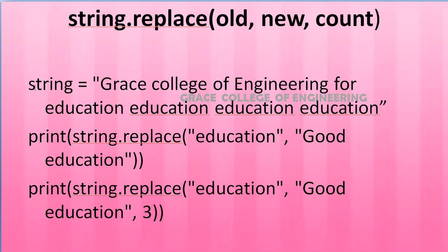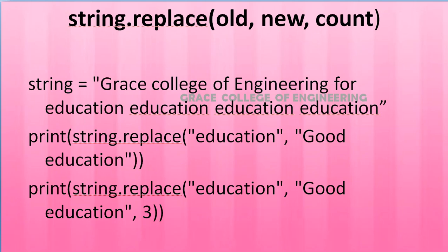Let's see one program. The variable string stores "Grace College of Engineering for education, education, education, education". I have represented education four times. Next, print the string by replacing education: print string.replace, where the old one is education and the new one is good education. It is going to be replaced by good education.